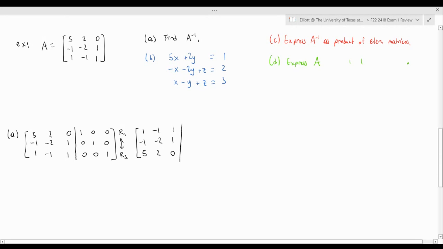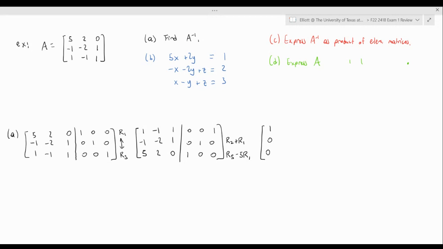Now be sure that you apply these row operations to the right-hand side as well. So I also need to swap rows 1 and 3 over here. Okay. Now we're just going to start doing the usual elimination process. So here we're going to do row 2 plus row 1 and row 3 minus 5 row 1, okay? That will give us 1, 0, 0 to start with.